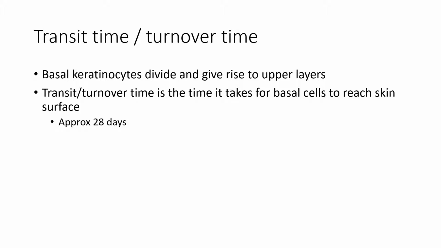Next is transit time or turnover time. Basal keratinocytes divide and give rise to upper layers. Transit or turnover time is the time it takes for basal keratinocytes to reach the skin surface, which is approximately 28 days, but it may vary from 40 to 56 days according to books.